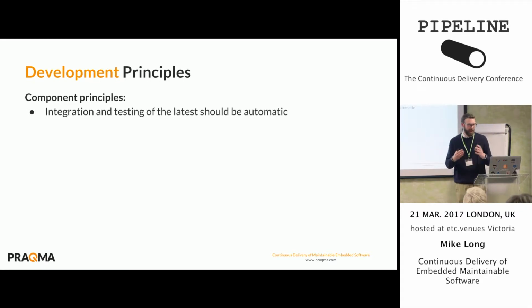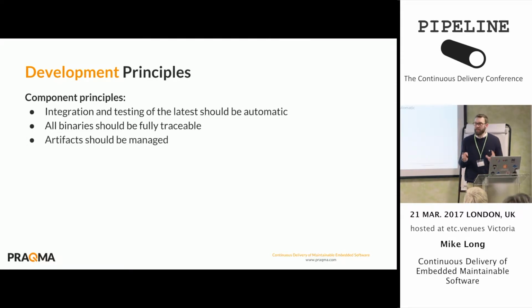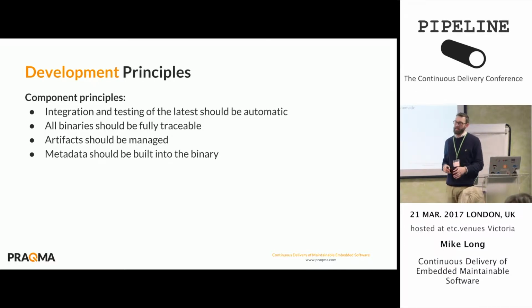So, basic things, you're making components, you want the integration and testing of them to be automatic. You want all the binaries to be fully traceable. You want to know where they came from, maybe what Git SHA produced them, what build job created them, and those kind of things. And you want these artifacts to be managed in some kind of system that understands versioning. And you want to build all of that stuff actually into the binary, so that if you get a call from someone at a supplier who says that this car is driven off the road, you want to know exactly which version of the software has been running on that car.